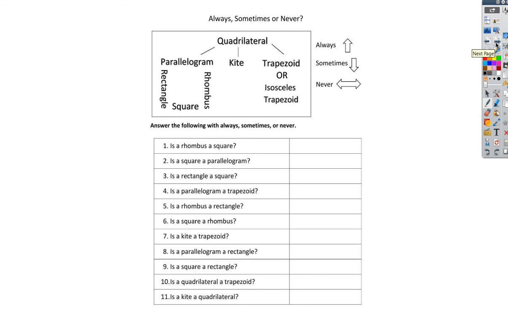Okay, flipping to the back. So this is called the always, sometimes, never chart. And I want you to study the always, sometimes, never chart for your test.